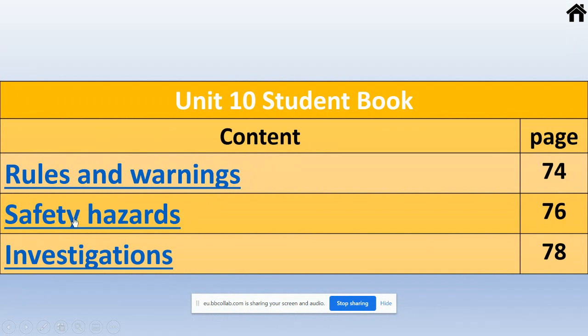Okay, for today's lesson, it will be about safety hazards. This is page 76. Safety hazards. So the word comes from the noun safe. Safe means being protected, taking measurements to become protected, and in order to prevent any harms. Hazards means dangers.